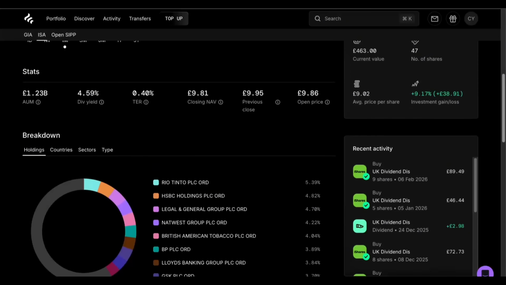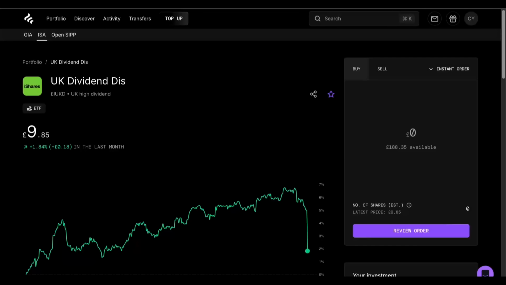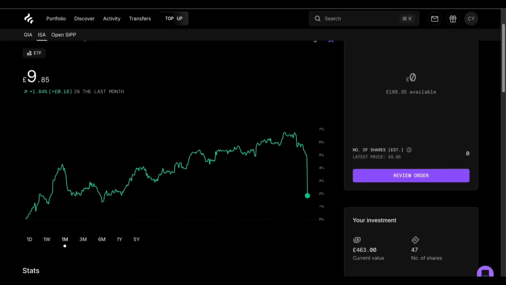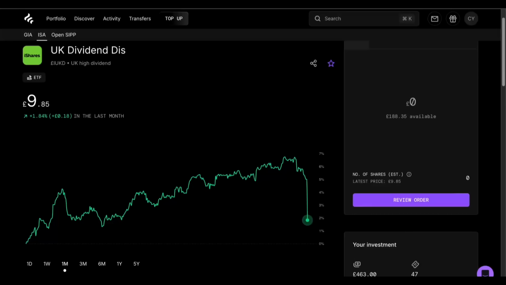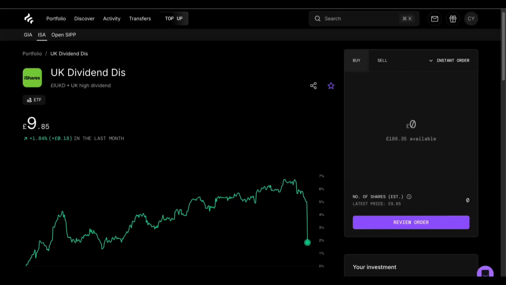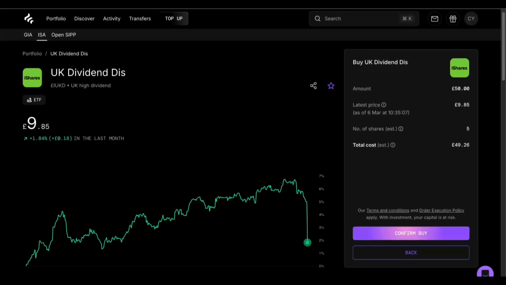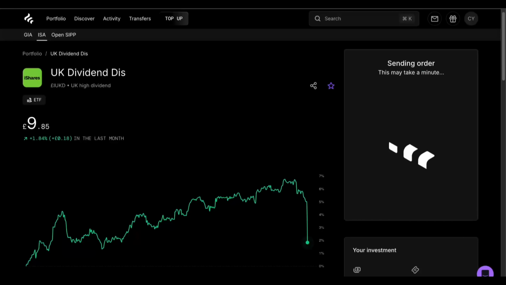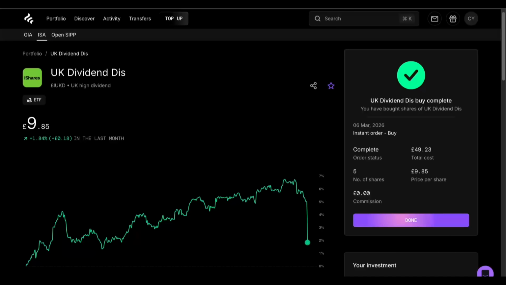I've chosen the iShares UK Dividend ETF, stock ticker IUKD, as the core holding because it targets high-yielding UK dividend stocks across a broad range of companies, offering higher than average yields, wider sector exposure, and strong liquidity. It has also outperformed the FTSE 100 over the past 1, 3, and 5 years, making it a solid fit for an income-focused portfolio. And for that exact reason, I'm going to be adding 5 shares to my portfolio today for an amount of £49.26.